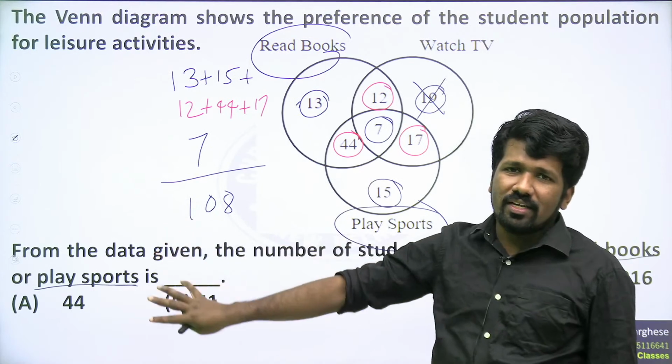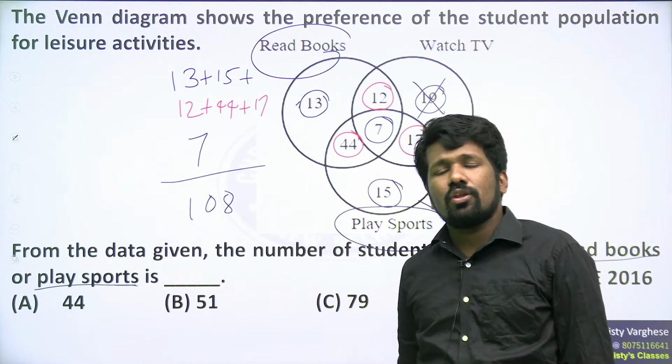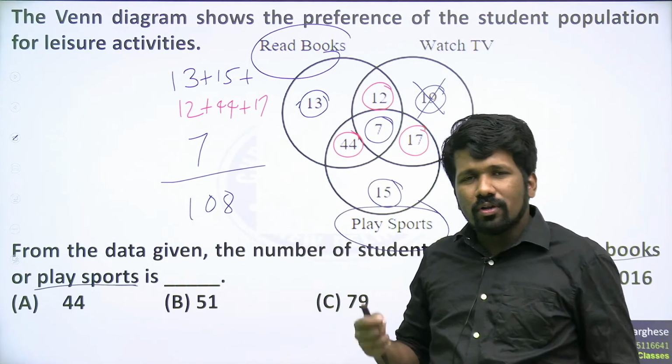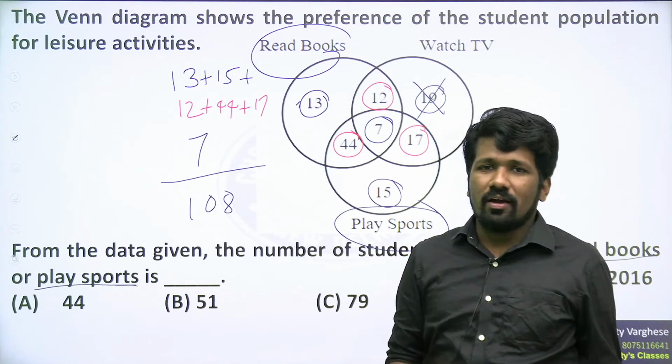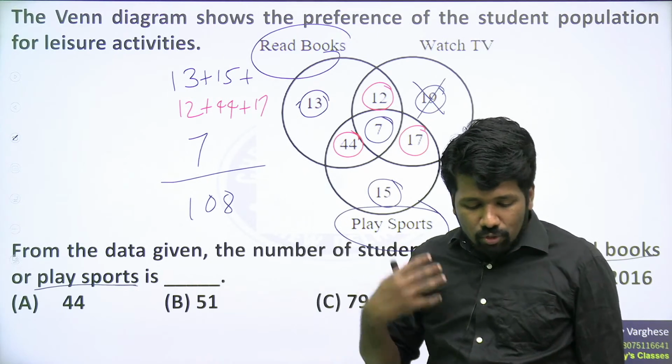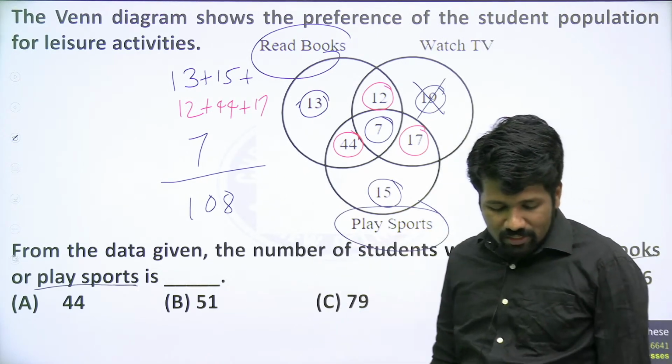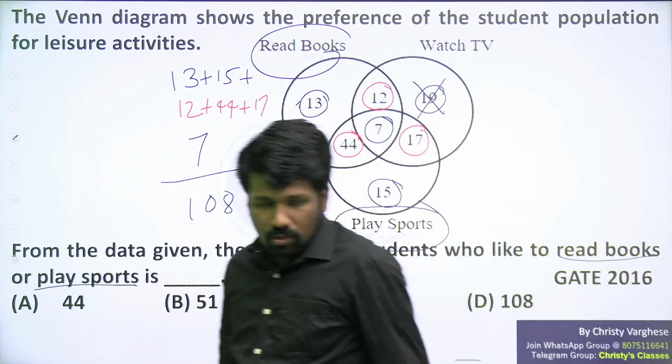Concept you understand. Union and intersection you should use only if with the concept you cannot do it, and you need the help of the formula. Otherwise, don't use the formula. Use the idea behind the formula. That is much better. So hope that is clear.